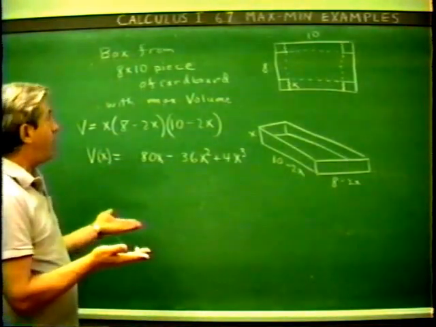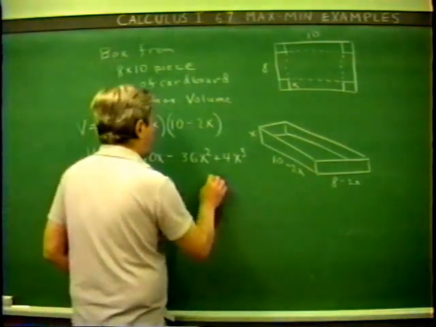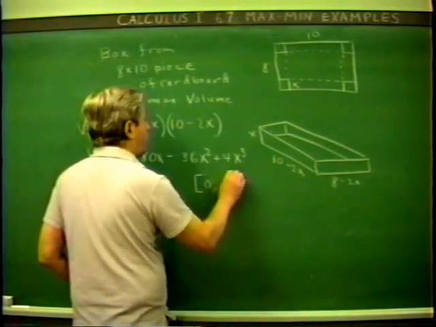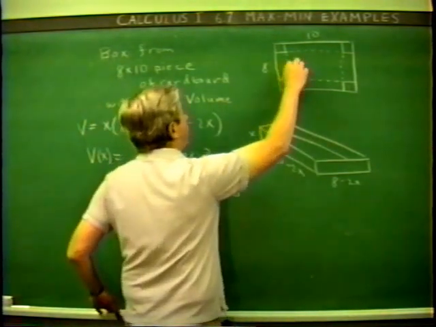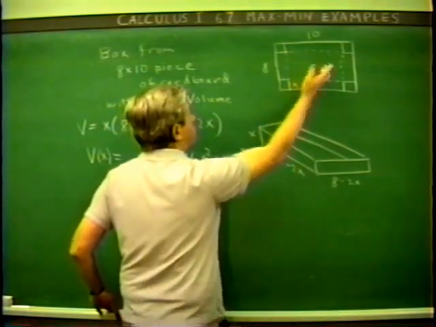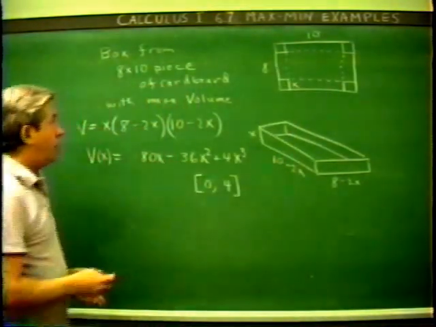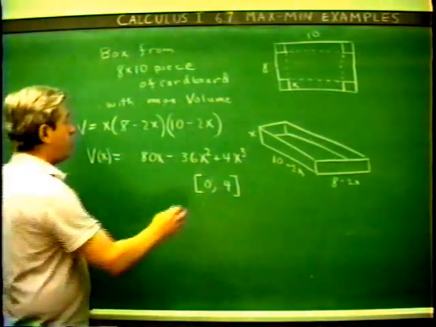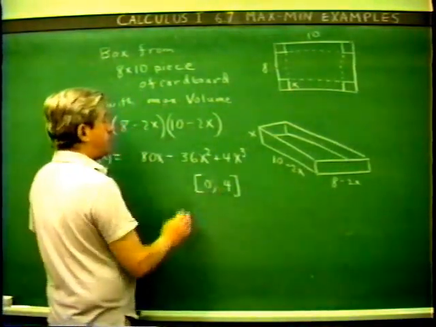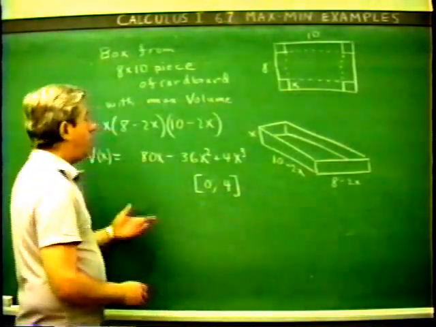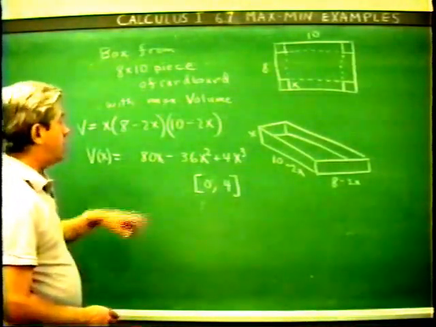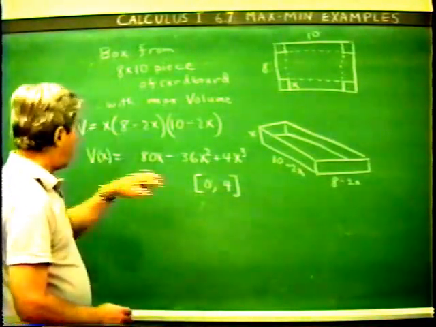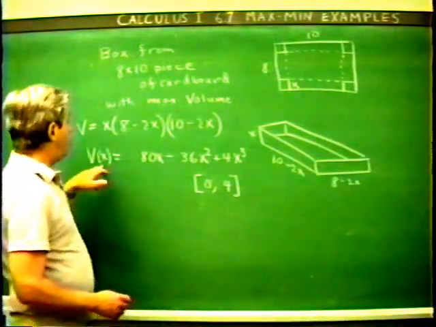Well, certainly x could be 0, in which case we would have a flat piece of cardboard still, and it wouldn't have any volume. But we could let x be in the interval from 0 all the way up to 4. When x is as large as 4, then you basically cut the two corners off and fold the middle up, and you've got no box whatsoever. But in this interval here, making a box like this makes sense.